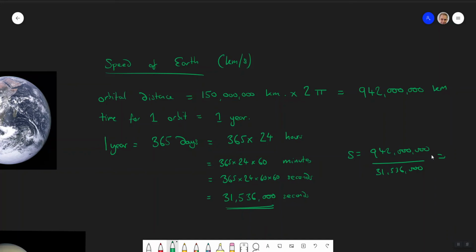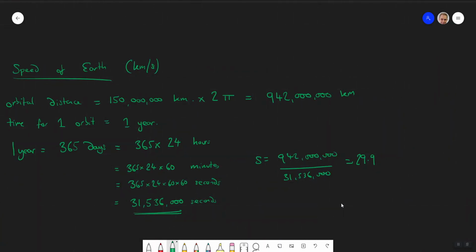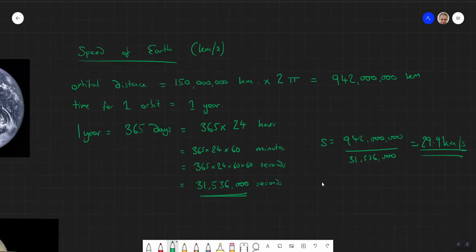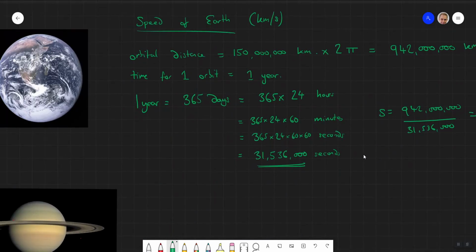And I get 29.9. What's my unit? I was in kilometers and in seconds, so I'm 29.9 kilometers per second, which means that every single second that you sit on the Earth, every one of these clicks, you are moving 30 kilometers around the Sun. That is the distance from wherever you are, probably to South London. Okay, 30 kilometers, fairly big distance every single second.